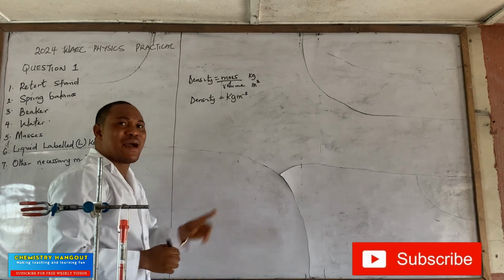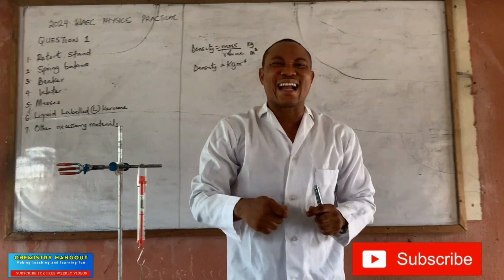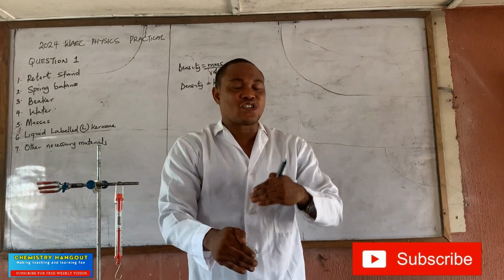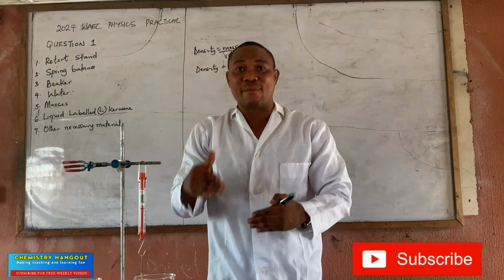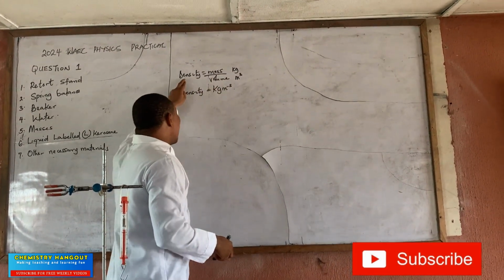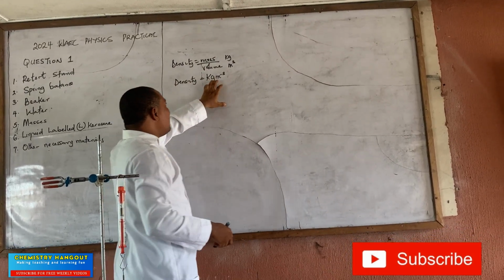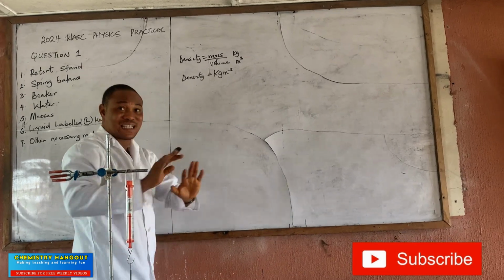The reason I'm taking my time to explain this is because for every WAEC practical, there is a theory of practical. The questions you are going to meet might be related to either density, relative density, or Archimedes Principle, because that's what the practical is all about. So understand that the unit of density is kilogram per meter cube, and the formula for density is mass over volume. I want to believe that is very clear.